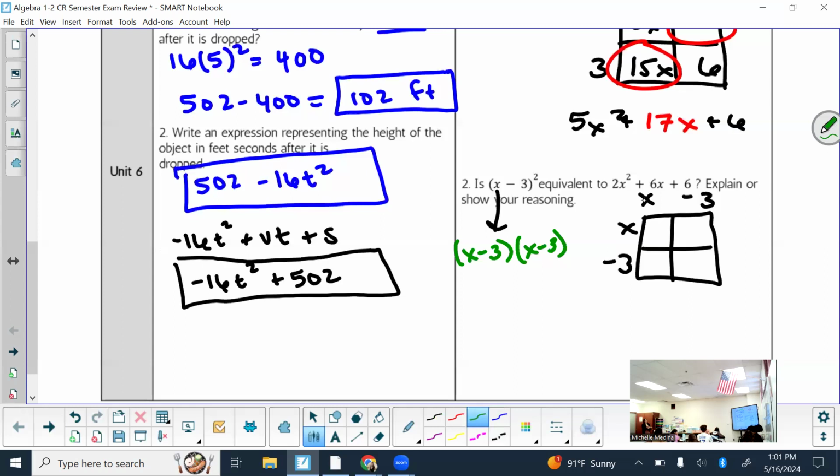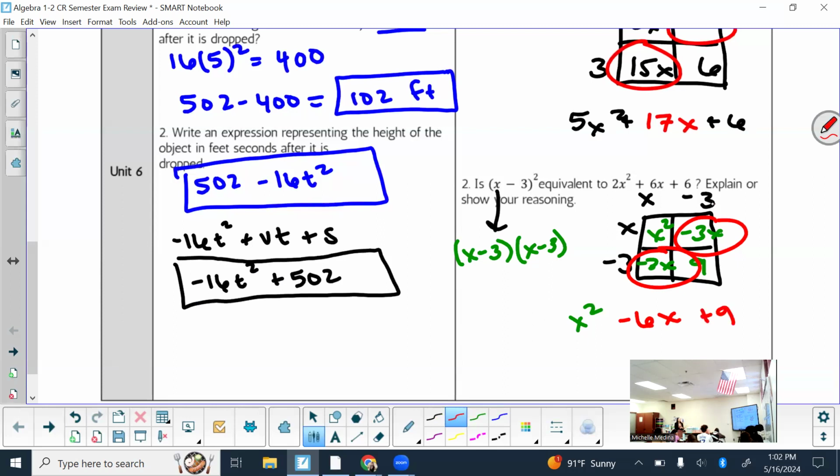What's x times x? What's negative 3 times x? Over here with negative 3 times x. And over here with negative 3 times negative 3. And when you combine like terms, the x squared does not have a like term. These two over here do, it's negative 3x plus negative 3x. Negative 6x. And then plus 9, so 9 didn't have a like term.